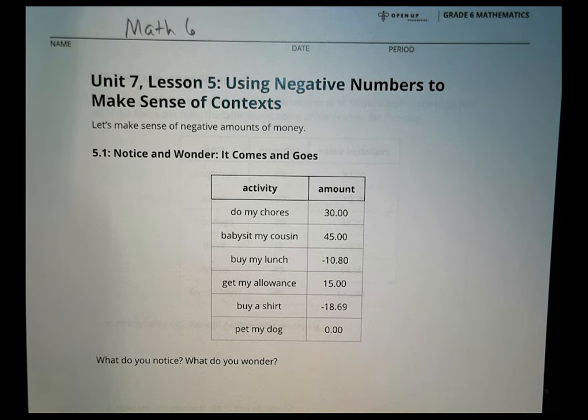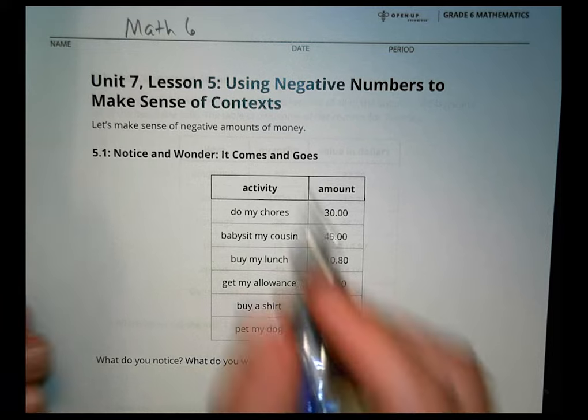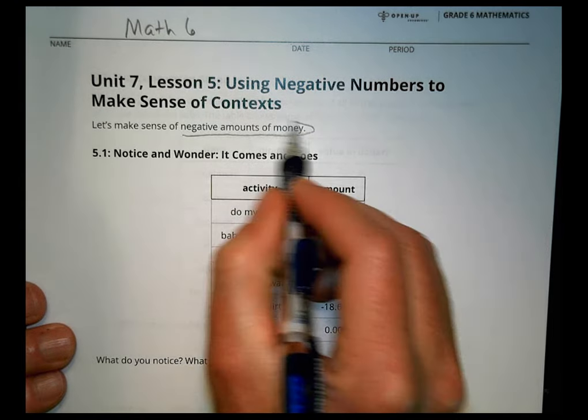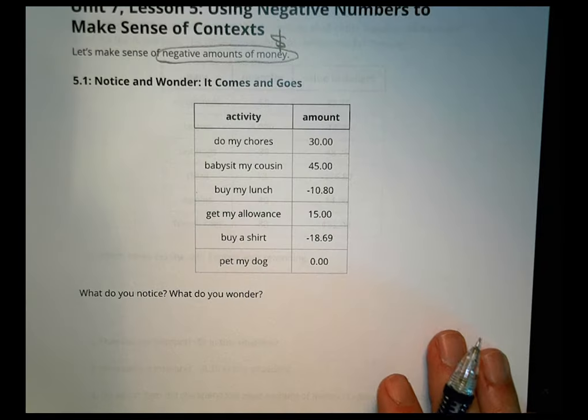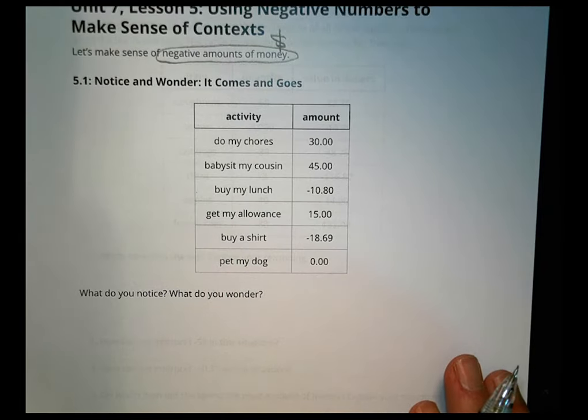Alright, Math 6, Unit 7, Lesson 5, using negative numbers to make sense of context. So today we're going to talk about negative amounts of money. Okay, talking about some money today with negative numbers. So here we have a notice and wonder chart, and it's called It Comes and It Goes.